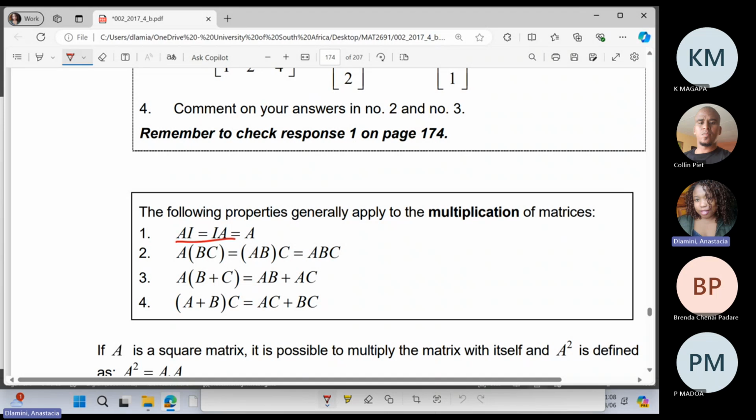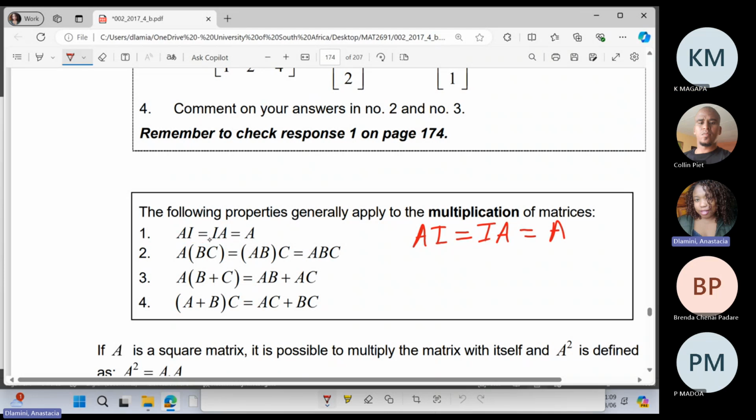Now they say that it's the same as if you have 2 times 1, which is 2. The same applies to the identity. If you take a matrix A multiplied by the identity, it is the same as multiplying the identity with A, which gives you the matrix A.